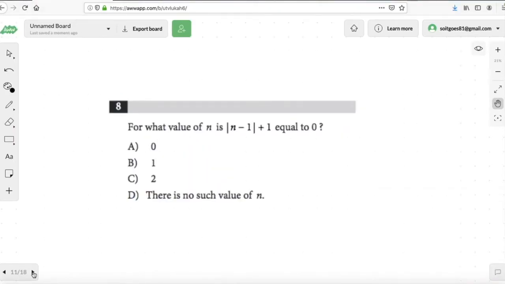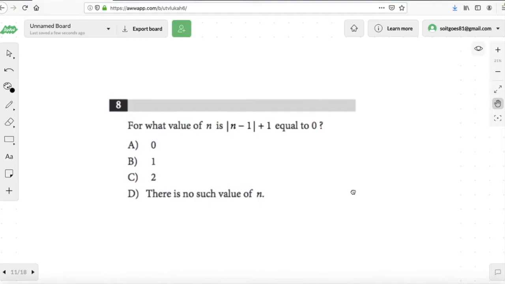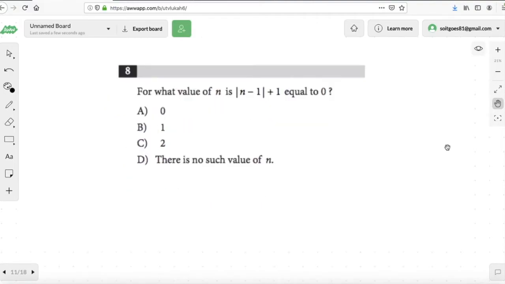Okay, now I think this is actually from section 4. First time. Go ahead and read question number 8 for us, please, Ariane. For what value of n is absolute n minus 1 plus 1 equal to 0? Yeah, so we're dealing with absolute value here. Juliana, are you familiar with absolute value? A little bit. Let's review that real quick, because you do have to have that concept down. They do test you on specific math concepts in the SAT.